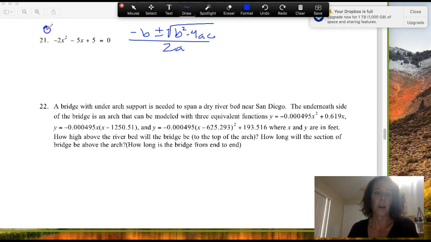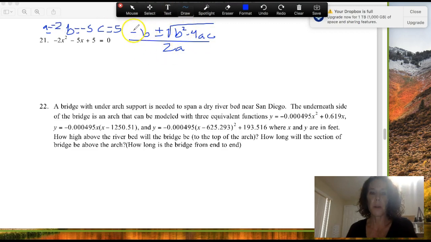My a value is -2, my b value is -5, and my c value is +5. And that is a 2. It doesn't look like a 2, so let me try that again and make that a little prettier. Okay, hold on. A value is -2. All right, let's go ahead and plug it in.